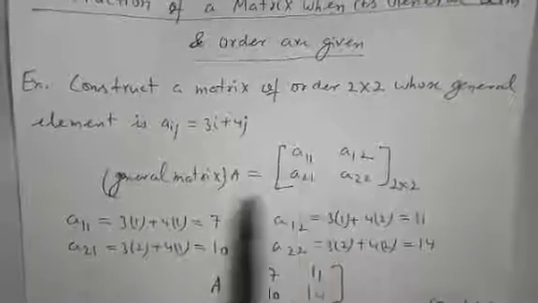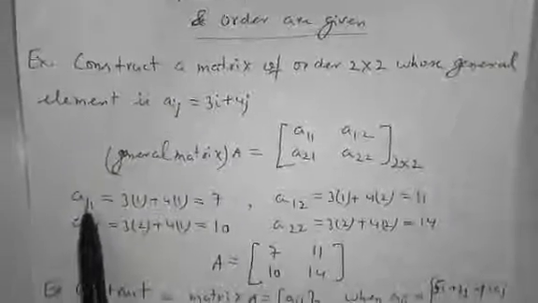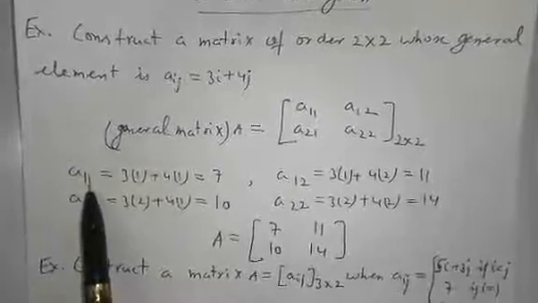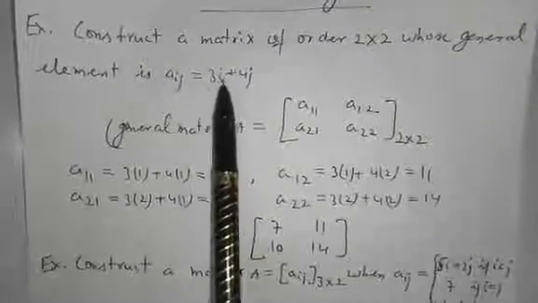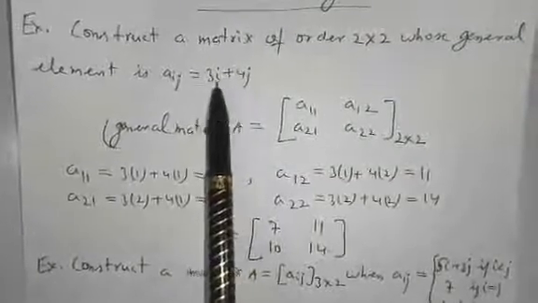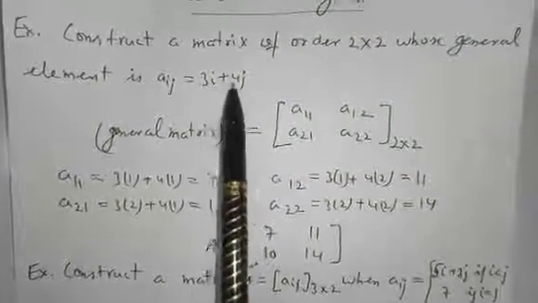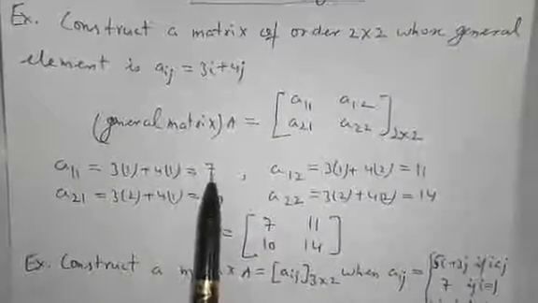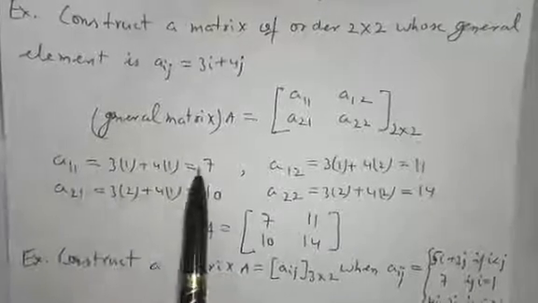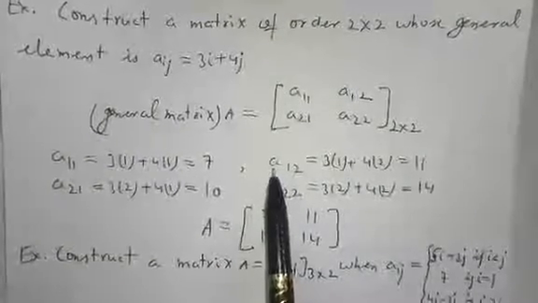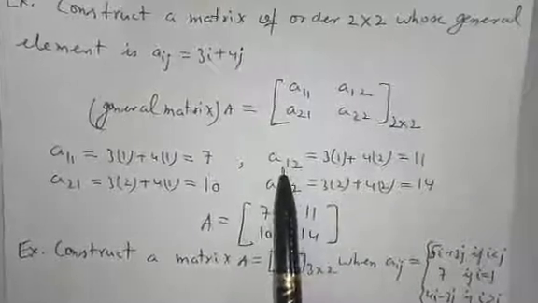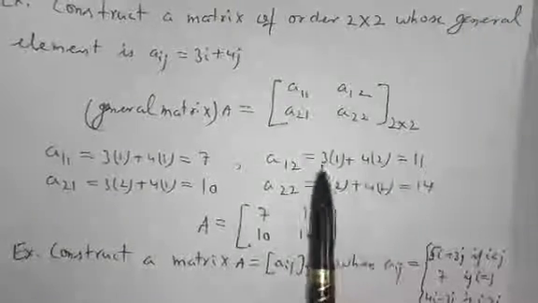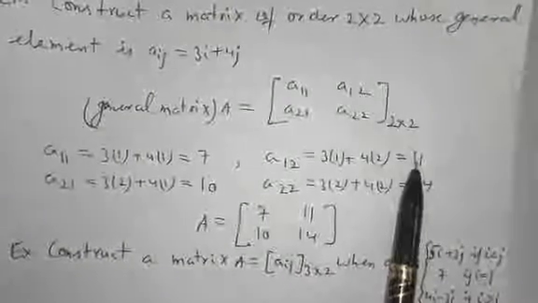For A11 we observe that the value of i is 1 and the value of j is 1. We put these values of i and j in the general term. The general term is 3i plus 4j. Now we put 1 in place of i and 1 in place of j. After calculation we get 7. The value of A11 is 7. Similarly, for A12, we put 1 in place of i and 2 in place of j. After calculation, we get 11.